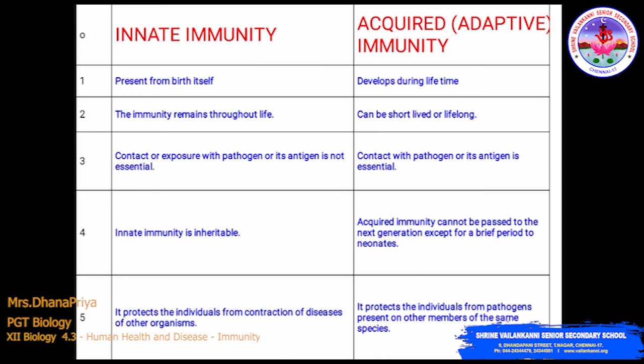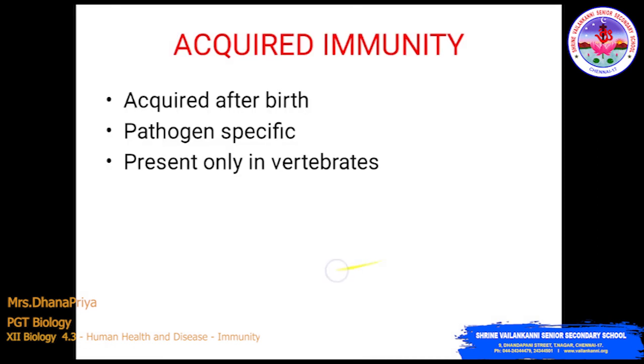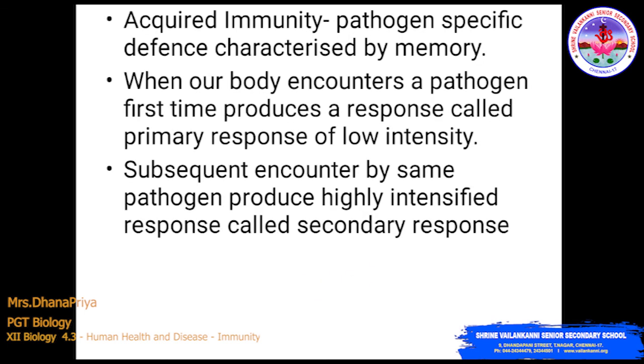Innate immunity protects the individual from contracting disease from other organisms. It protects the individual from pathogens. So these are the differences between innate and acquired immunity. Now we proceed with acquired immunity. Acquired immunity develops after birth. It is pathogen specific and present only in vertebrates. It is a pathogen-specific defense characterized by memory.